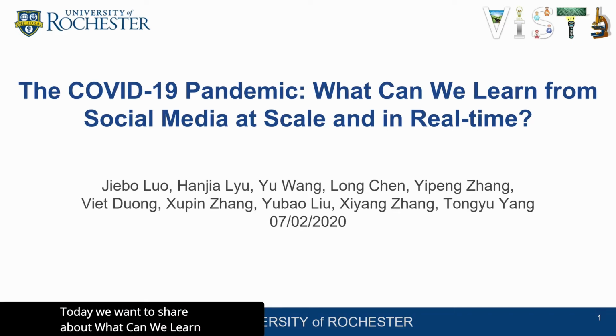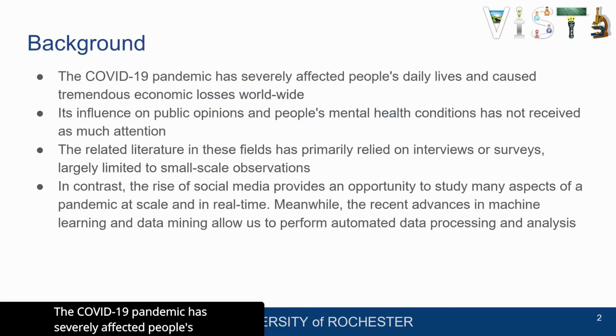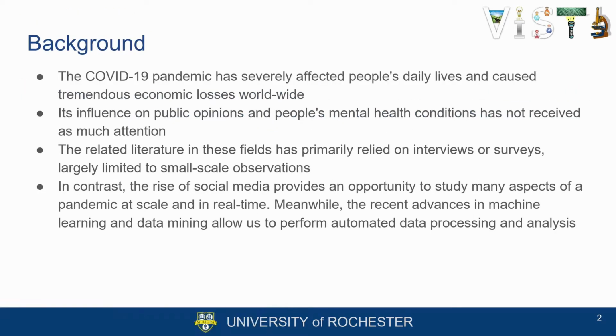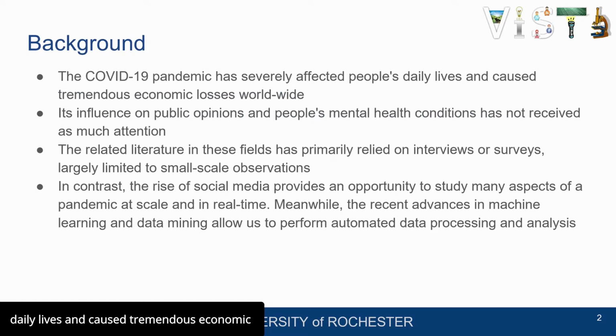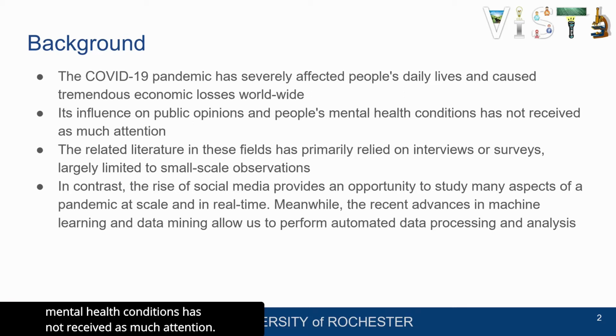Today, we want to share what we can learn from social media at scale and in real time during the COVID-19 pandemic. The COVID-19 pandemic has severely affected people's daily lives and caused tremendous economic losses worldwide. Its influence on public opinions and people's mental health conditions has not received as much attention. The related literature in these fields has primarily relied on interviews or surveys, largely limited to small-scale observations.